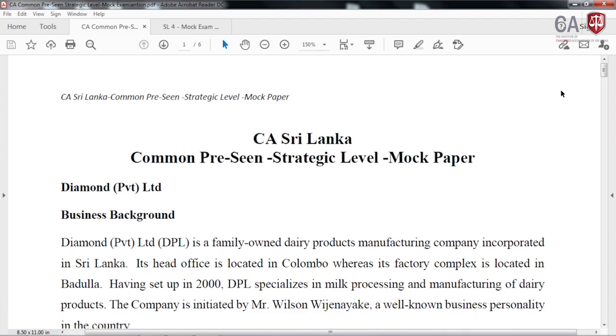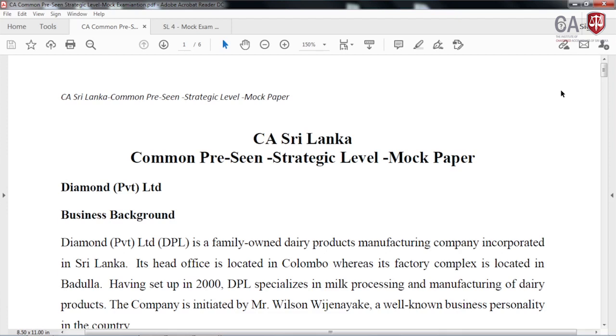Even though case study questions are tested, you are aware that there are 3 questions tested in the paper. One 50-mark question that is based on the pre-seen, and another 2 questions which each carry 25 marks. Even though this paper consists of case study questions, this is not difficult. In most instances, theory plus application is tested.